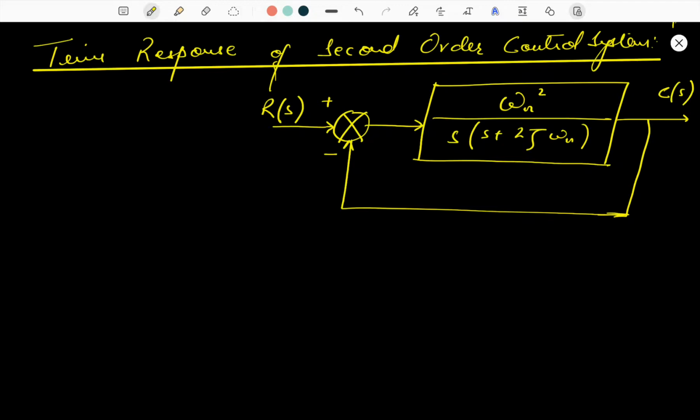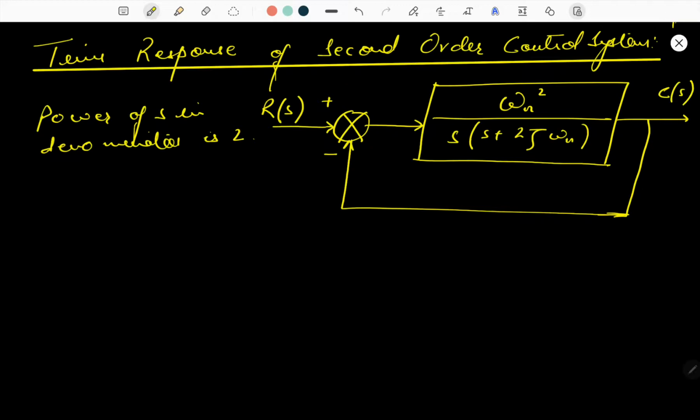The second order control system is one where the highest power of s in the denominator is 2. Okay, so a system whose transfer function has this form is simply called a second order control system.